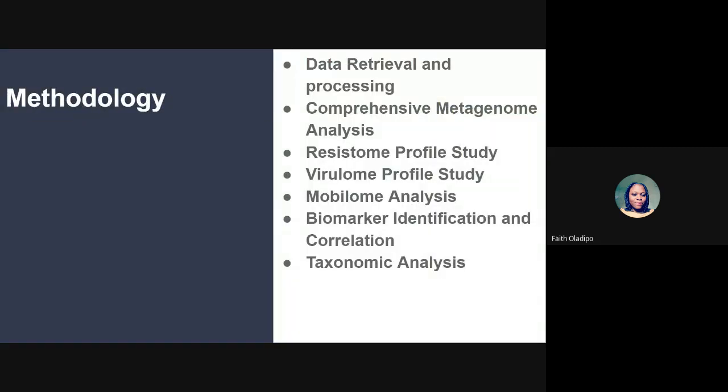Then the methodology we used: we retrieved our data, we carried out the comprehensive metagenome analysis, we carried out a resistance profile study, a virulence profile study, the mobilome analysis, biomarker identification, and taxonomic analysis. So I'll try to shrink everything into these 5 minutes.